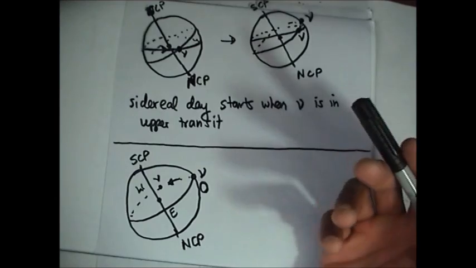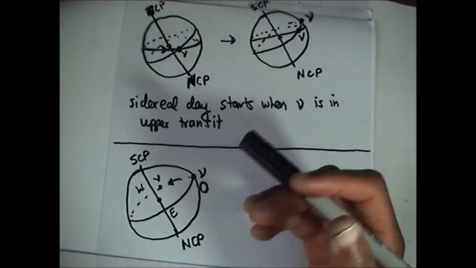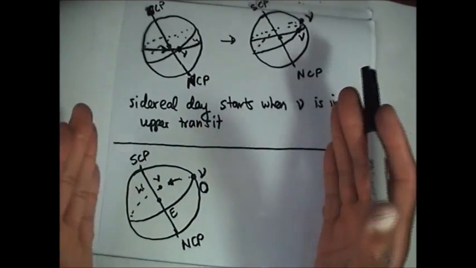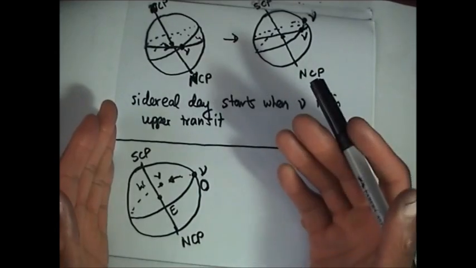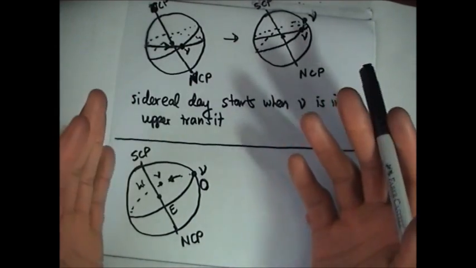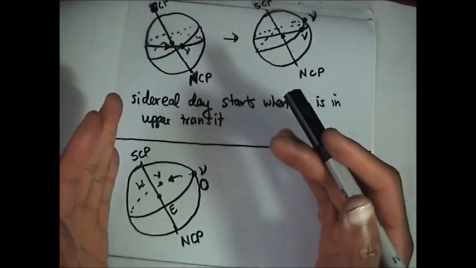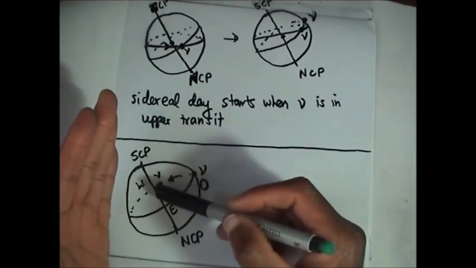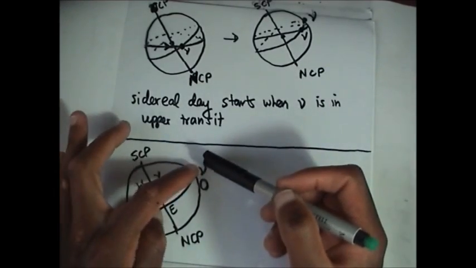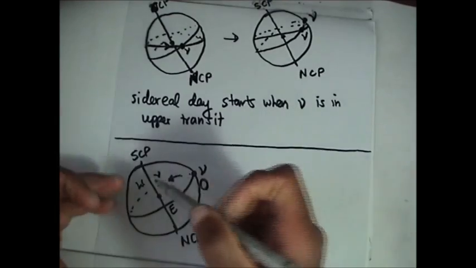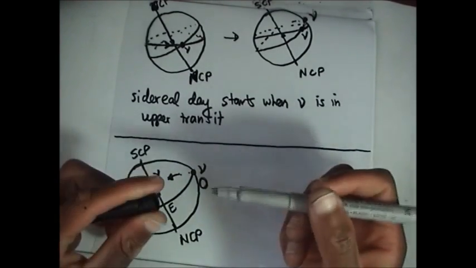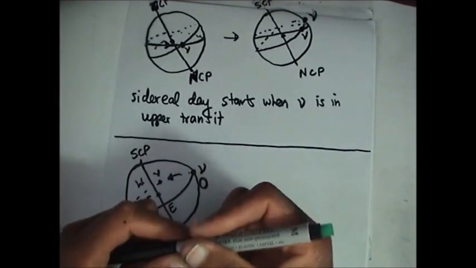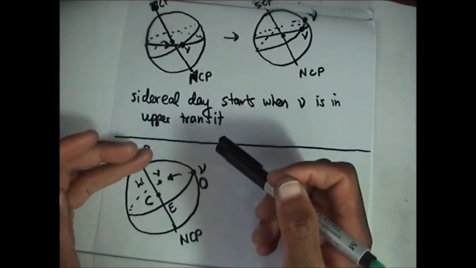You know there's a correlation between hours, normal hours, and degrees. There's a video that teaches how to convert between time and degrees. But after time T, V has gained degrees from O. Let me call this point C.